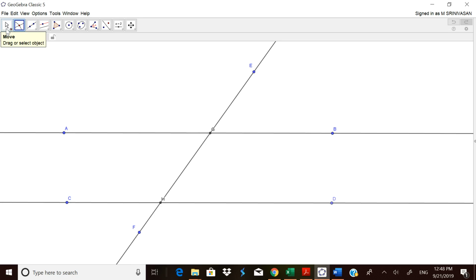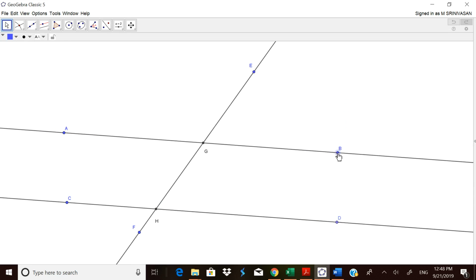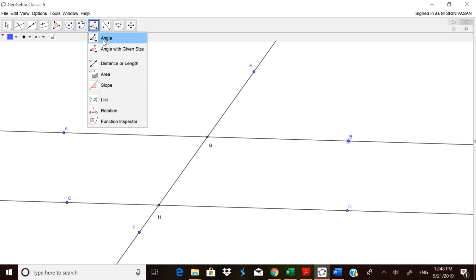Now so many angles are formed. Let us try to measure all the angles and show the children one after the other by hiding them. Let us go in this order. We will show all the angles which are formed over here. Always remember, in every case you have to go in the clockwise direction.